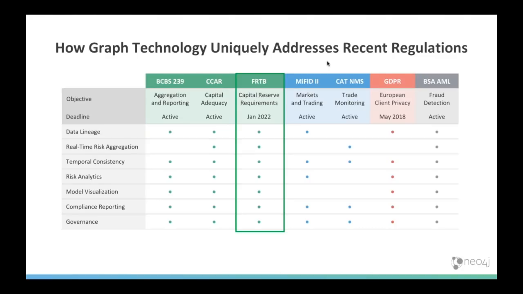And these same requirements apply to a large number of other regulations. So BCBS 239 is very similar, MiFID 2, GDPR even. So again, having your data in this format for one regulation really puts you in a good position to be able to be compliant with a number of other regulations.